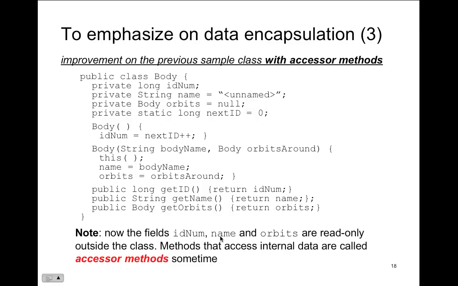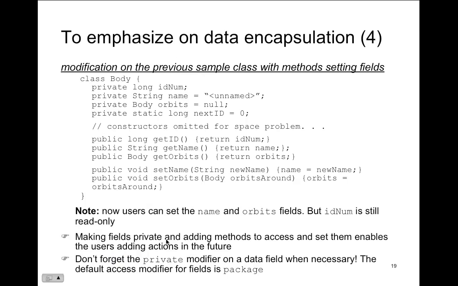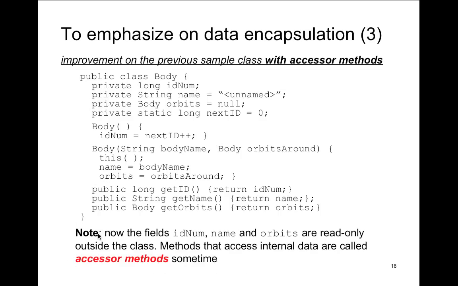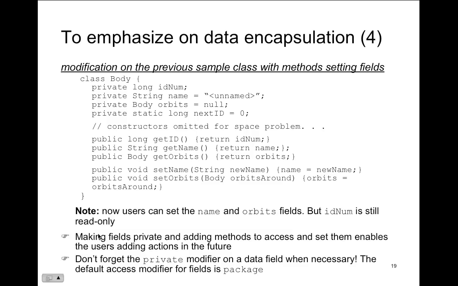So now the fields ID number, name, orbits are read-only outside of the class, and the methods that access the data are called accessor methods, which is where the words accessor methods and modifier methods come into play. We've got two sets, getting and setting information. So here's another modification with methods setting fields. The other one had the accessors. This one has the modifiers in it. And it's just terminology.